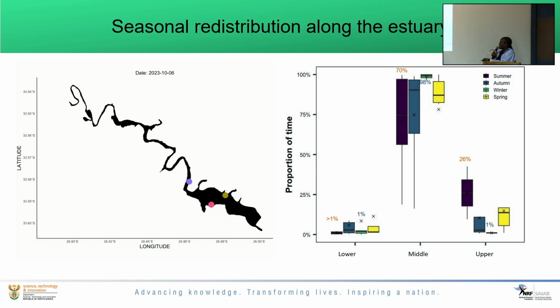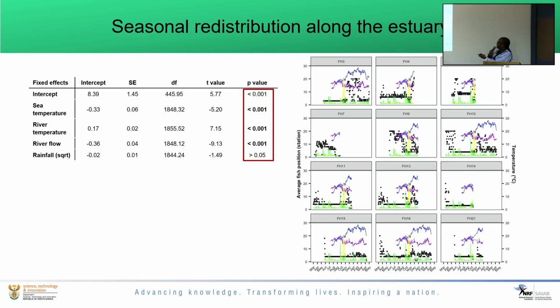In the lower reaches, they don't spend much time, but the middle reaches are where they spend the most time. In the upper reaches they do spend time, but what was interesting was that in winter they spend only 1%, which was the lowest time they could spend in the upper reaches, compared to the middle reaches, where there's less variability in how much time they spend in winter. So that was an interesting finding for us.